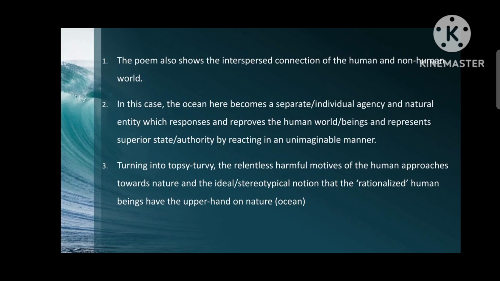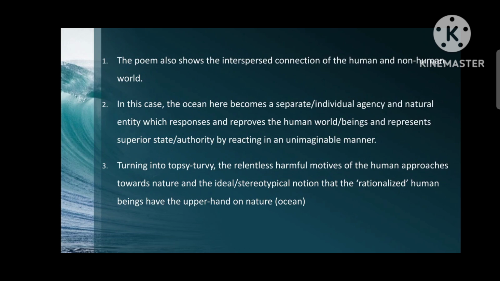The third point, turning topsy-turvy the relentless harmful motives of human approaches towards nature, and the stereotypical notion that rationalized human beings have the upper hand on nature or the ocean. So here the ocean turns all the human actions topsy-turvy. There is a stereotypical notion that human beings, as they are rational, as they are brilliant, as they have brains, have the superior authority or the upper hand on nature. But that is not the case in this poem. This poem shows that nature can also turn all the human approaches upside down, topsy-turvy, right? So this is what the poem says.